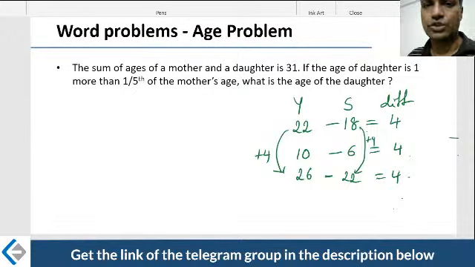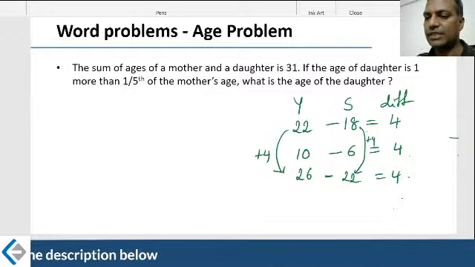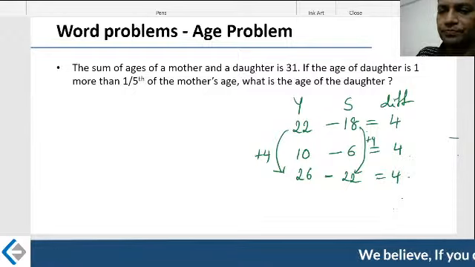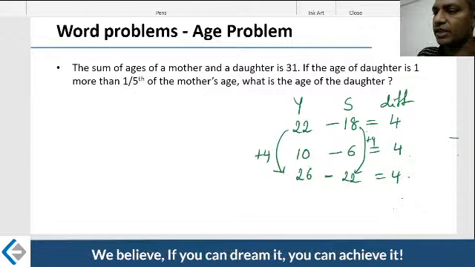Fine, let's take a look at this question. The sum of ages of a mother and a daughter is 31. If the age of the daughter is 1 year more than 1/5 of the age of the mother, guys, simple.